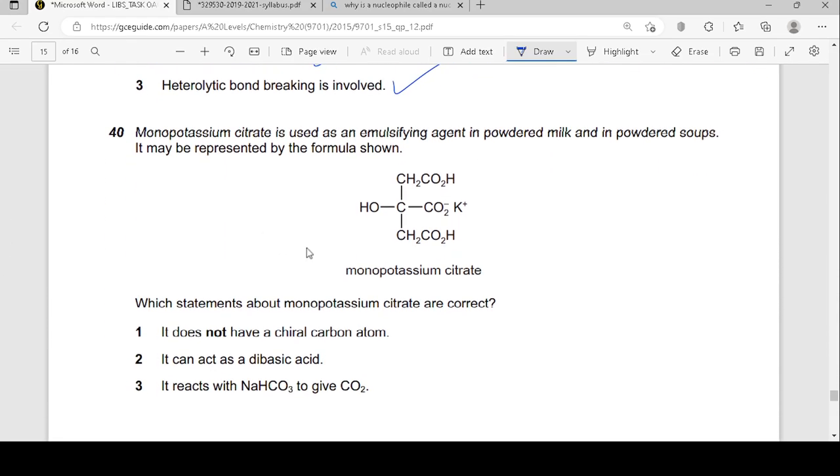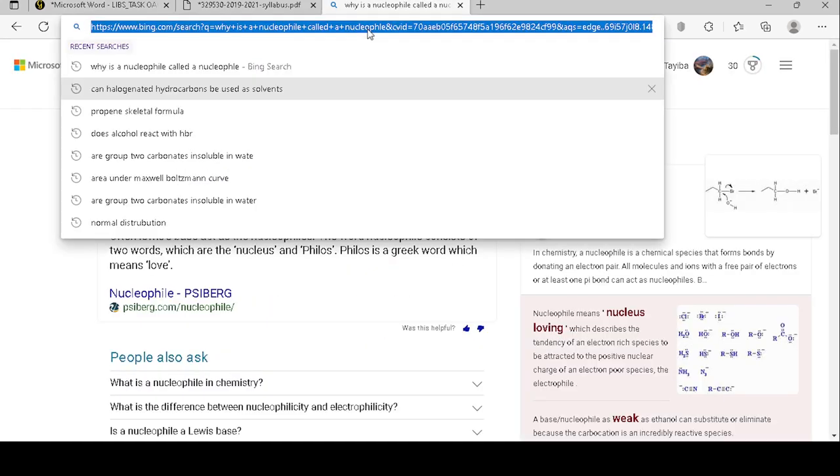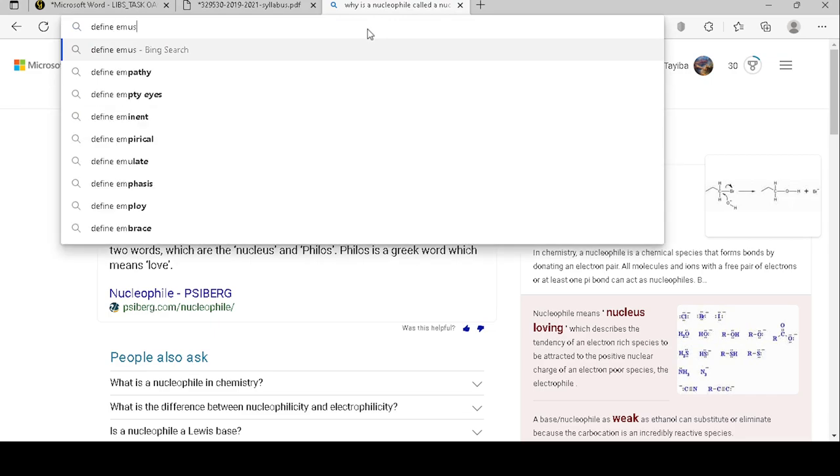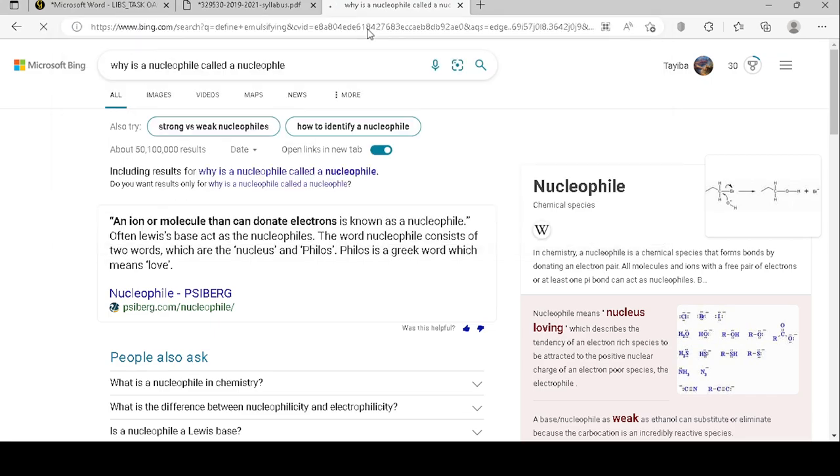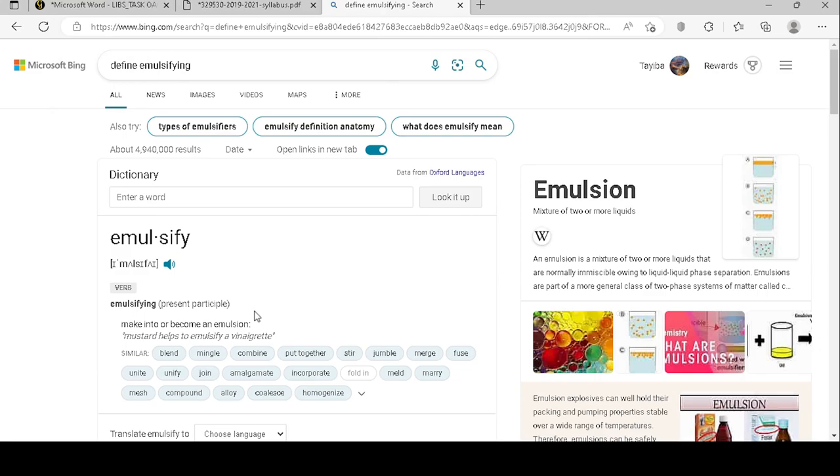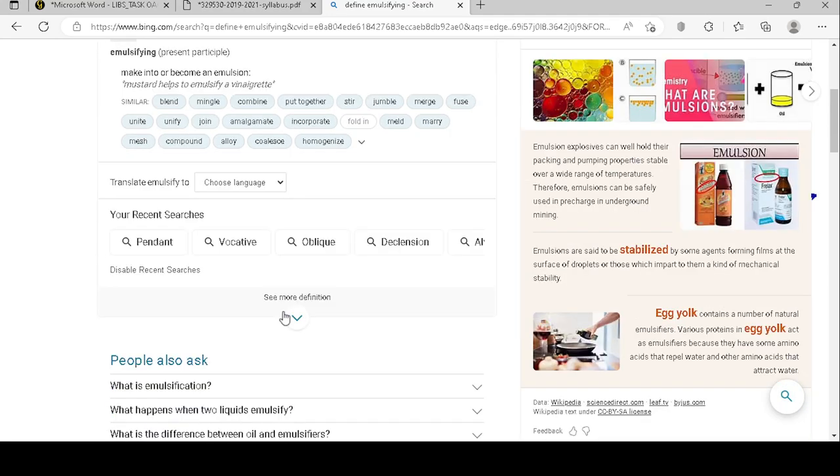Now, next question, number 40. Monopotassium citrate is used as an emulsifying agent. I don't really know what an emulsifying agent means. Define emulsifying. Make into or become an emulsion. To basically immerse into, I think. I'm not sure. What is emulsification?